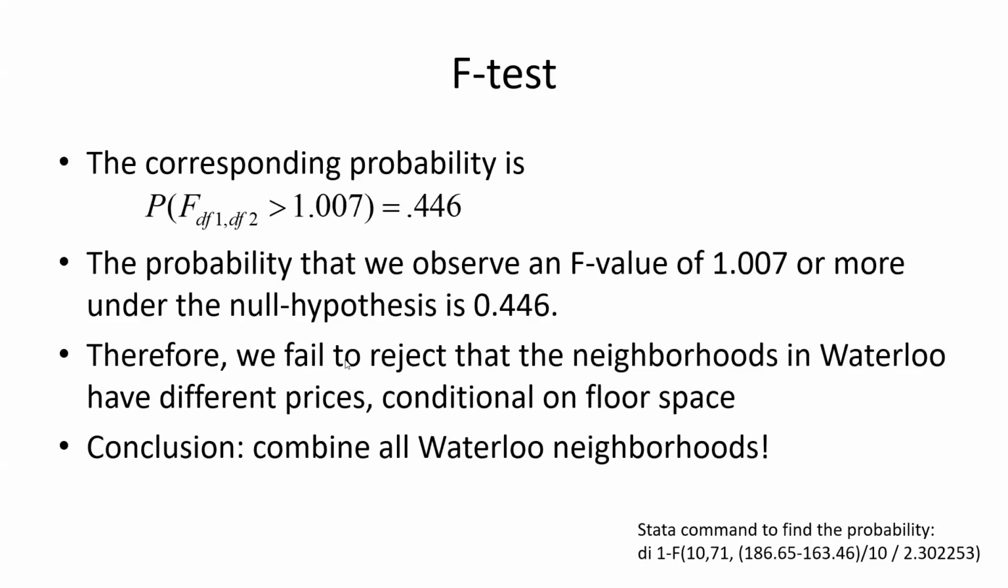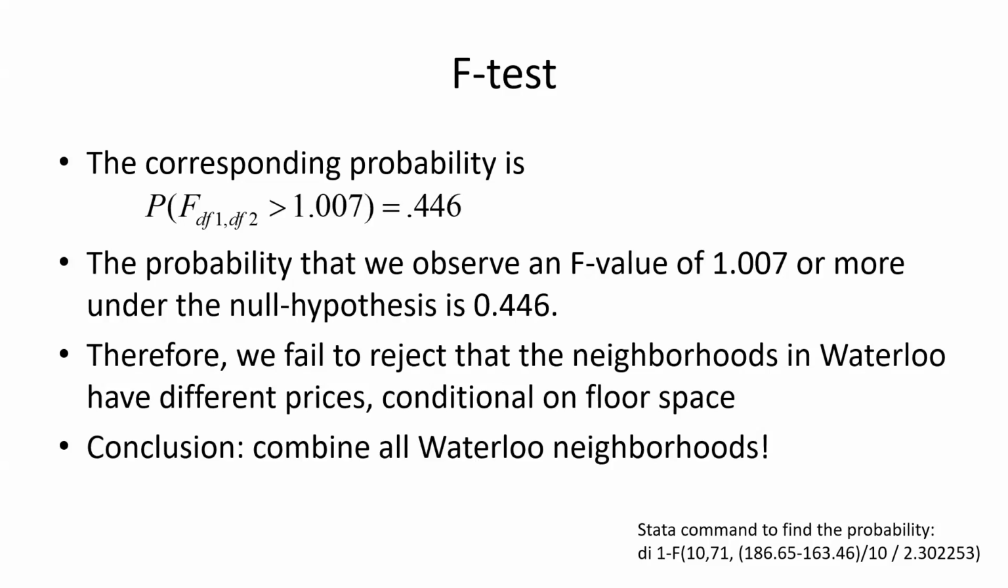Therefore, because it's not significant, we fail to reject that the neighborhoods in Waterloo have the same prices conditional on floor space, because floor space was in the model. So the conclusion is we combine all Waterloo neighborhoods and just keep a single indicator for that in the model.